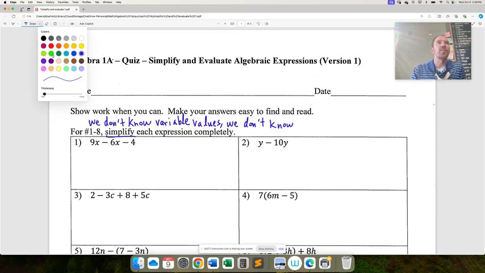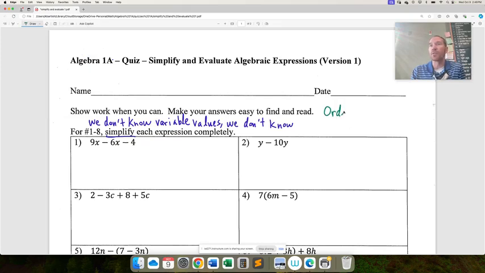And one other thing to remember is that as we do the simplifying, we need to keep order of operations in mind. I'll refer to that. Order of operations is still going to be important. So here we go. Number 1, 9x minus 6x minus 4.